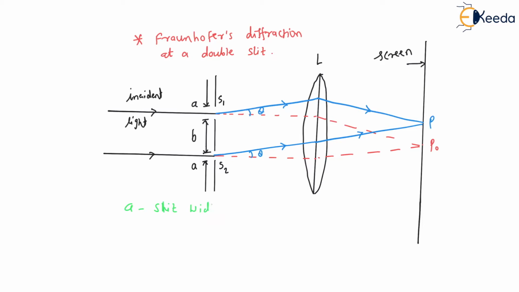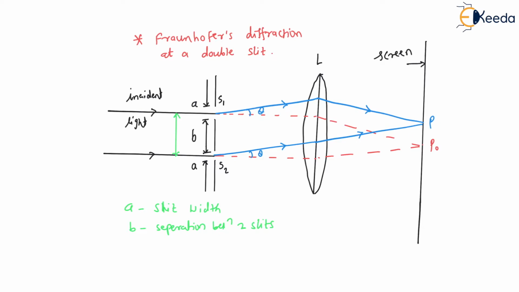Slit width. This small b is the separation between two slits. Two slits. Now we will find the distance between this S1 and S2. The distance between this S1 and S2.